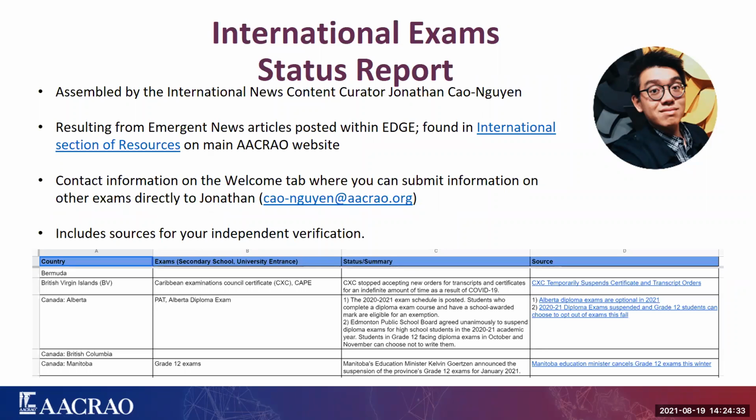We've got the International Exam Status Report that's curated by our colleague at UCLA, Jonathan, and he keeps track of what's going on around the world with external examinations. So if you would like to add something to this spreadsheet, our knowledge base on this, you can email Jonathan. His email address is there on the slide for you, and this is a resource that you can use to keep up to date about what's going on around the world as far as examinations.